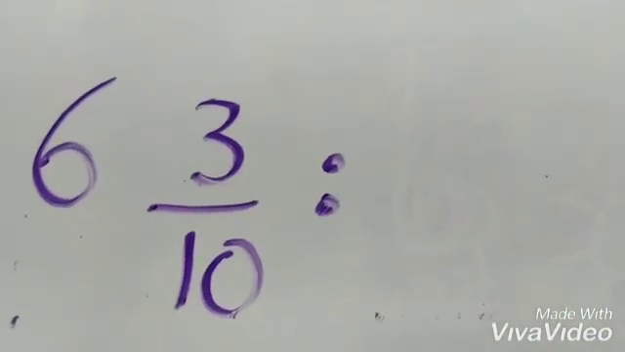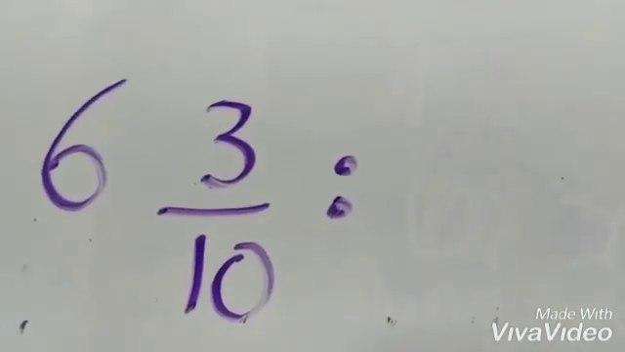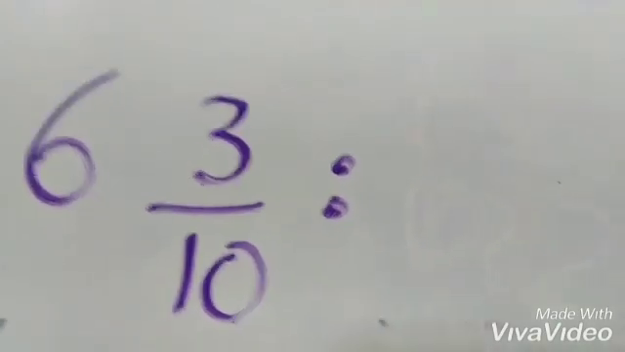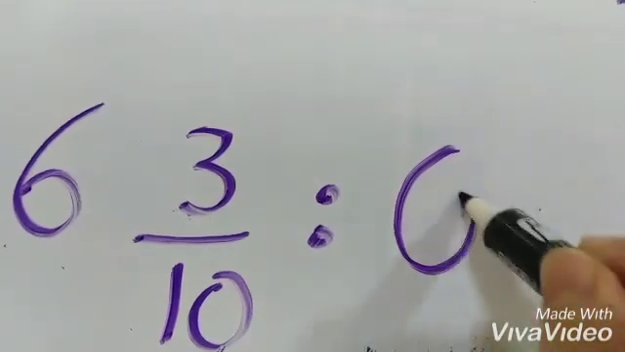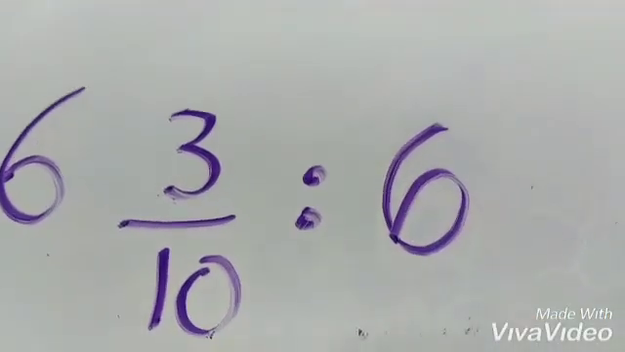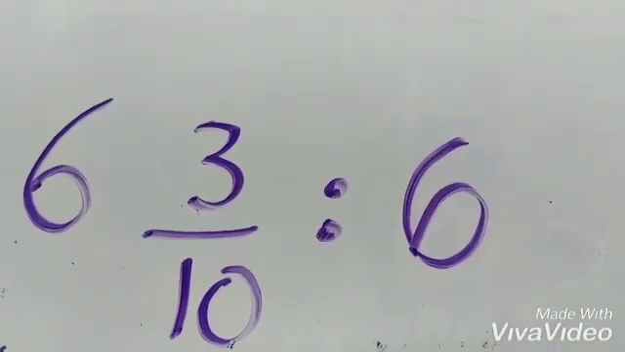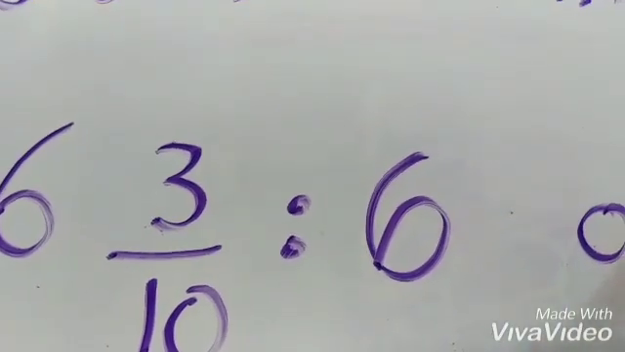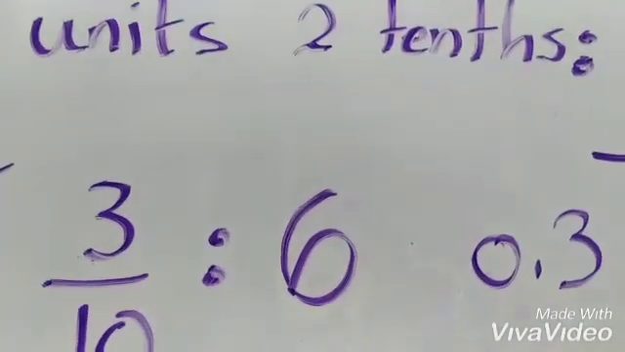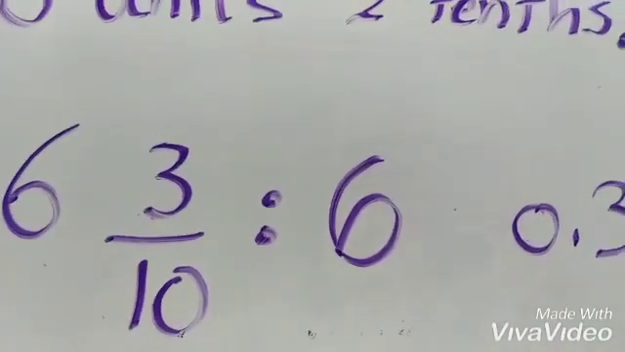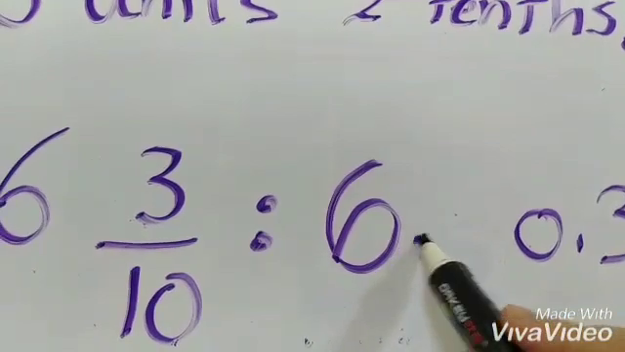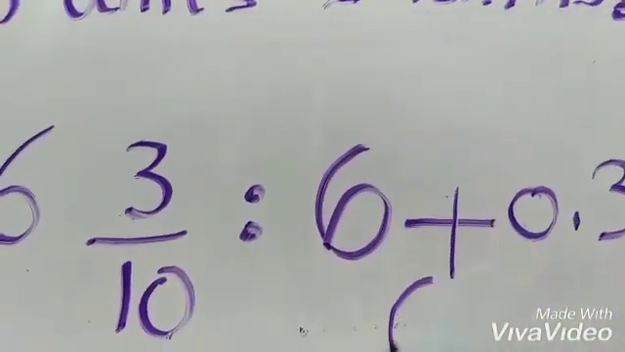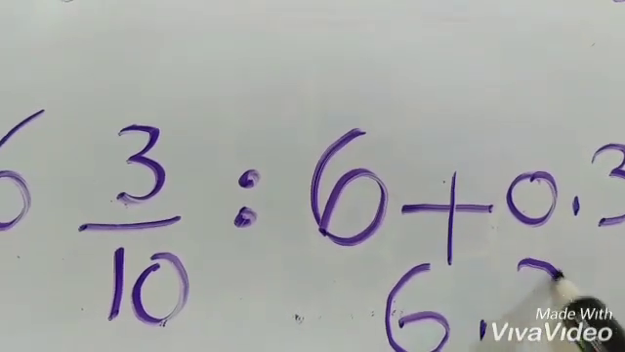To write the number 6 and 3 tenths as a decimal, we start by writing the number 6 in the unit place. 3 tenths is the same as 0.3. So, the number 6 and 3 tenths is 6 plus 0.3 or 6.3.